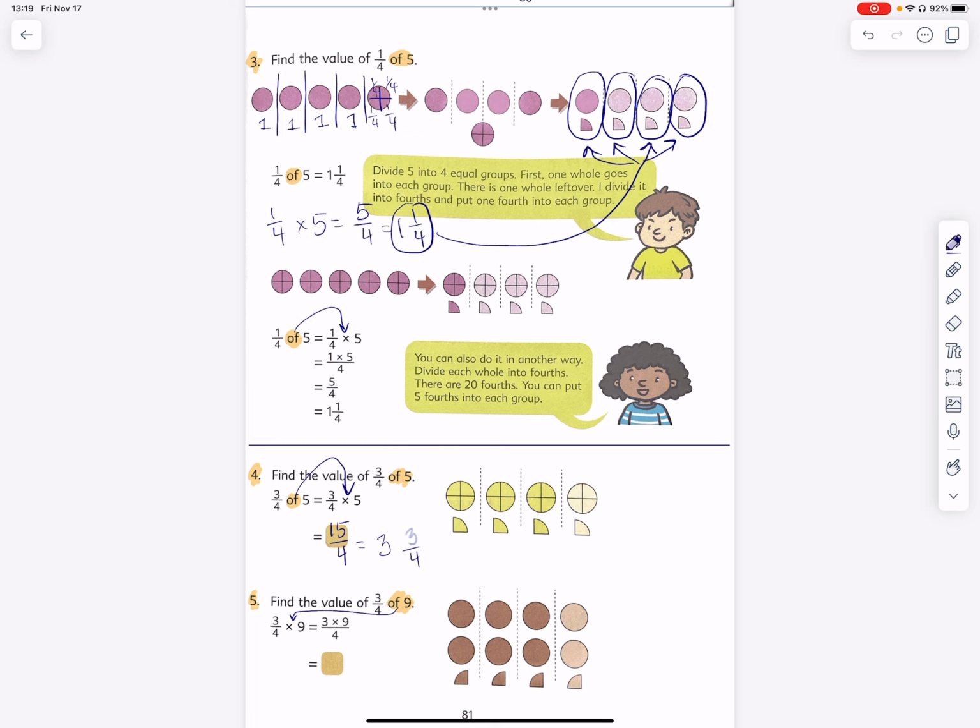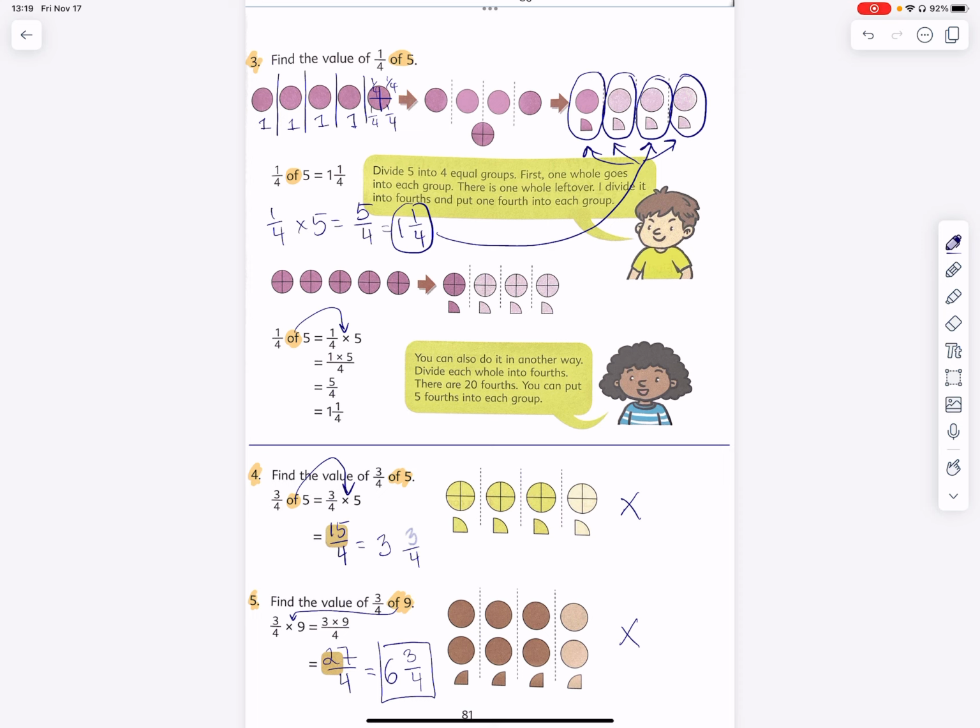Now, problem number 5. Find the value of 3/4 of 9. Again, don't worry about the drawings. Let's jump straight to the mathematics. 3/4 of something translates to multiplication. 3/4, 3/4, 3/4, 3/4. Obviously, we're adding repeatedly 9 times. We will get 3 times 9, 27 quarters altogether. And 27 quarters is 4 goes into 27 6 times, and 3/4 will be remaining. So that is what we're going to get.